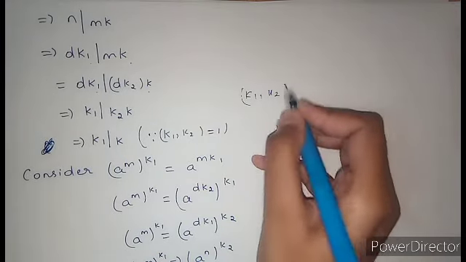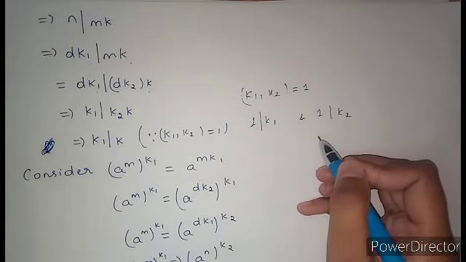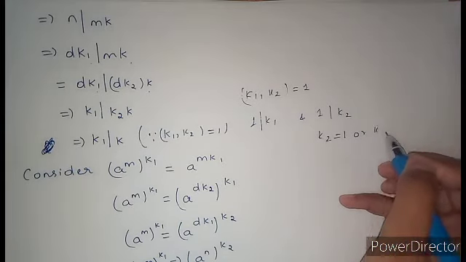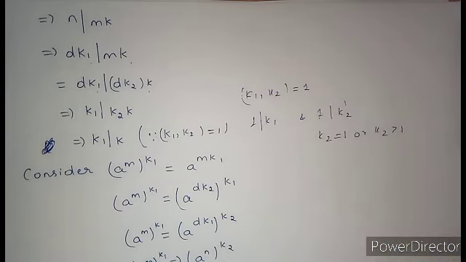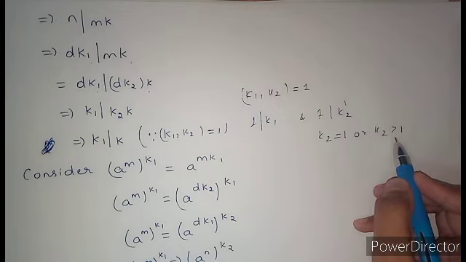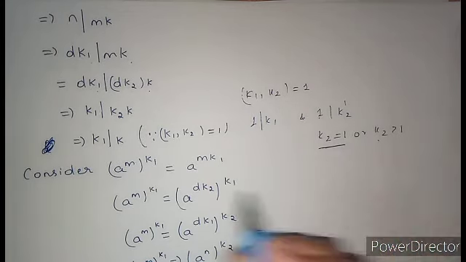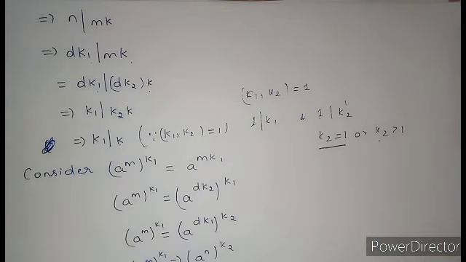By data, GCD of k1 and k2 is equal to 1. So 1 divides k1 and 1 divides k2. Here k2 is equal to 1 or k2 can be greater than 1. 1 divides 1, or 1 divides 2, 3 and so on. So k2 can be greater than 1 also. So let us assume k2 is equal to 1. So k into 1 is k, and k1 divides k. Why have I written like this? You will get to know in the next proof.